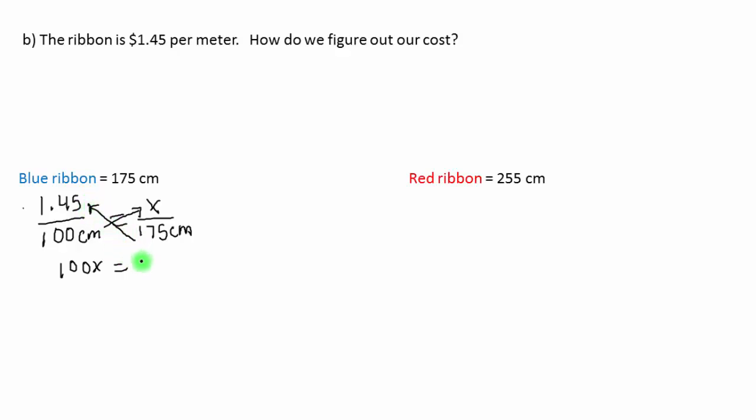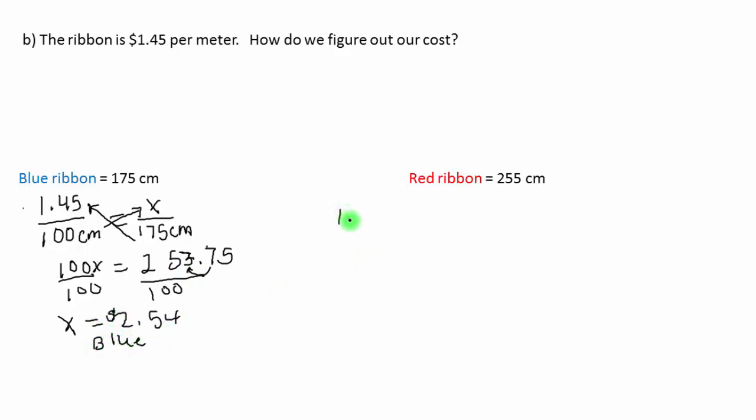And 175 times 1.45 is 253.75. Divide by 100. And the cost for the blue ribbon alone is $2.54, since we had to round this up. So that is the cost for the blue ribbon.